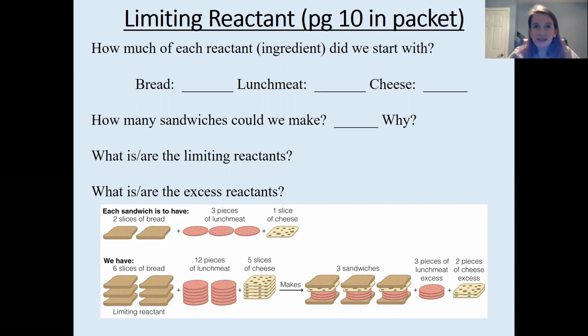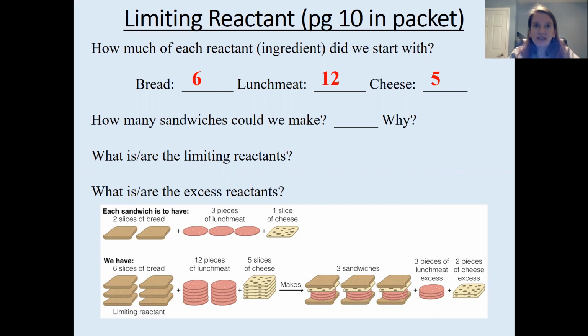If you look at this sandwich recipe at the bottom of our picture here, it says that for each sandwich we need to have 2 slices of bread, 3 pieces of lunch meat, and a piece of cheese. So it's showing us in this picture that we actually have 6 slices of bread, 12 pieces of lunch meat, and 5 pieces of cheese. If we look at each of those ingredients individually, we can figure out how many sandwiches we can make.